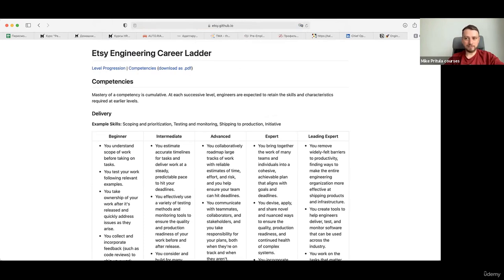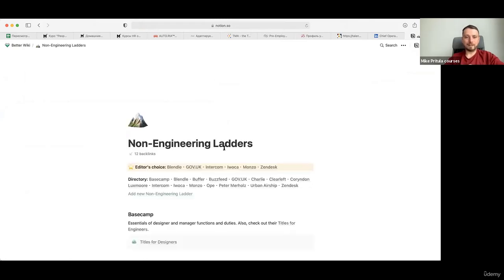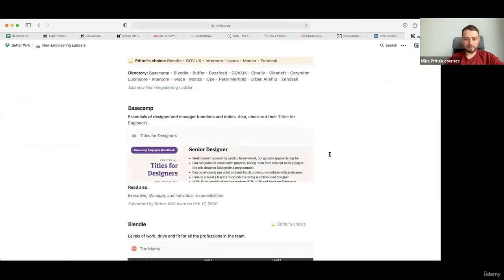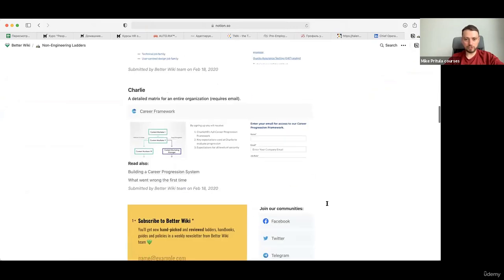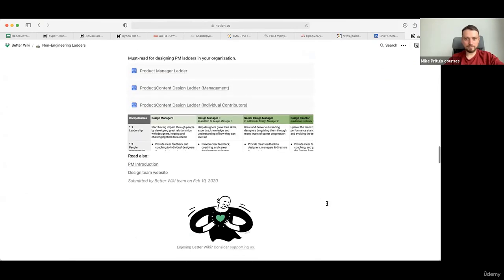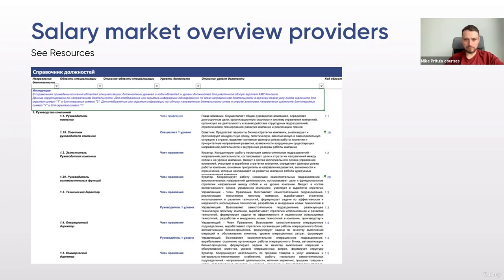On this Better Wiki site, there are options for both engineering positions, developers, and non-engineering positions. Here they are. There are various product roles and other positions. Here's Basecamp Blend Buffer again. You can find a lot of interesting things here too. Let's move on. We've studied those.